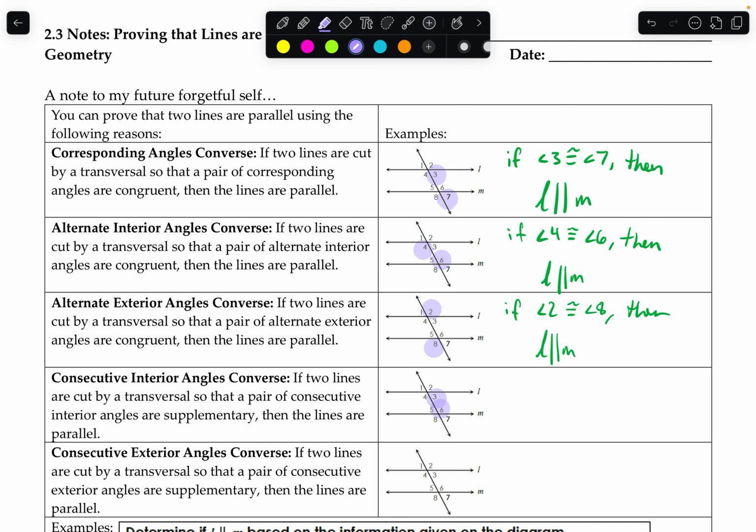So now if I'm looking at angle 3 and angle 6, it's going to look like this. If, and let's be real specific here, the measure of angle 3 plus the measure of angle 6 is equal to 180 degrees, that makes them supplementary. If those turn out to actually equal 180, then we can determine that L is parallel to M.